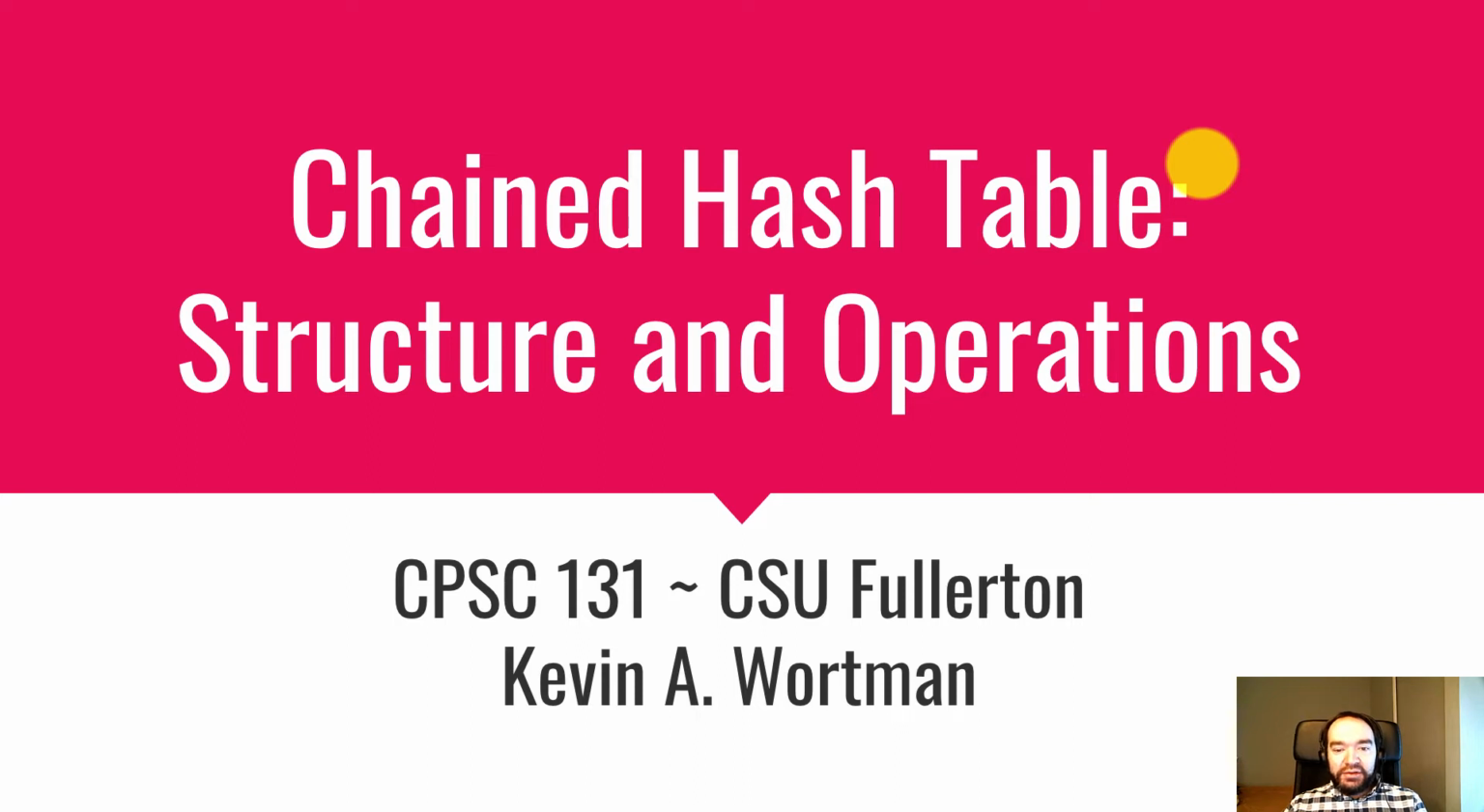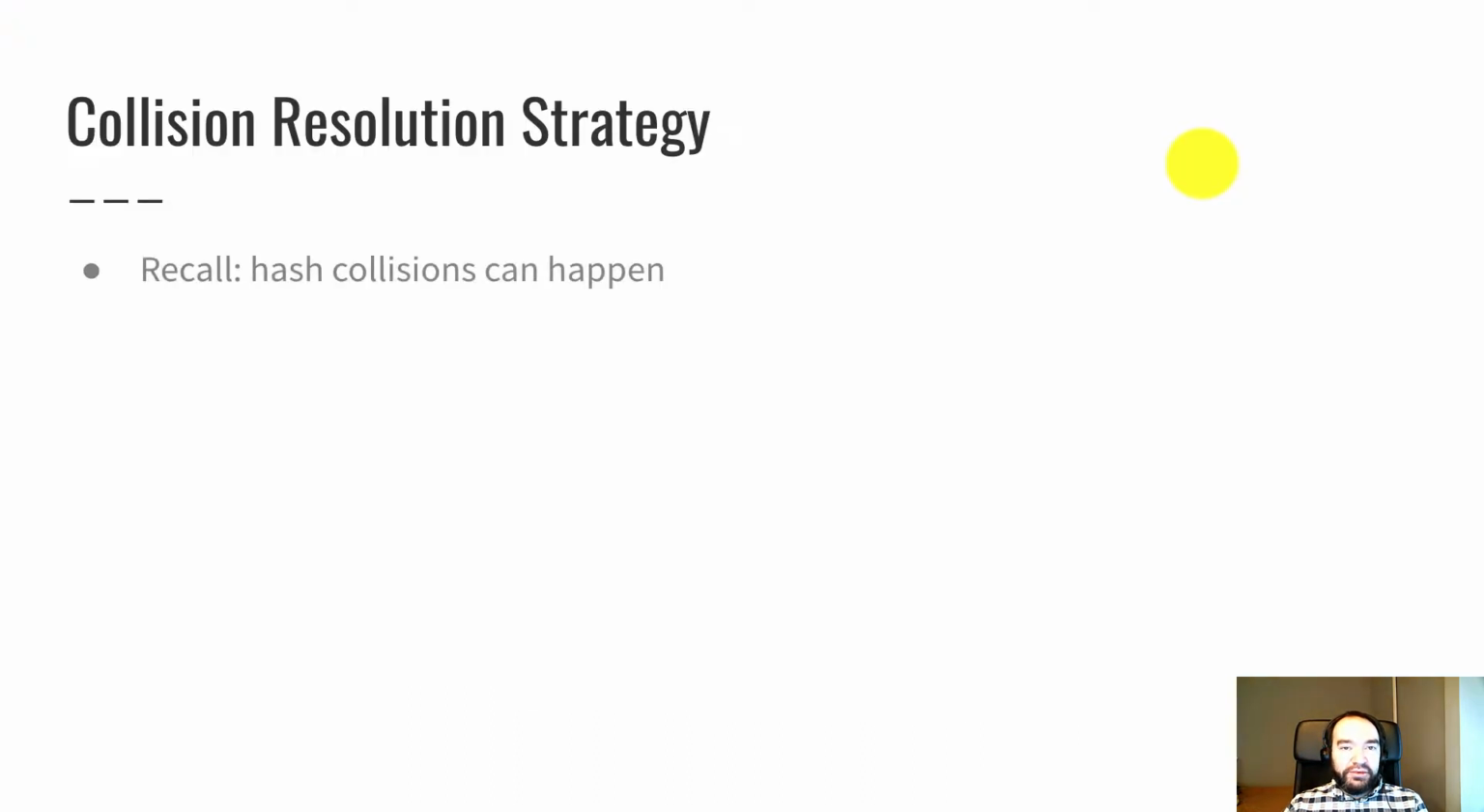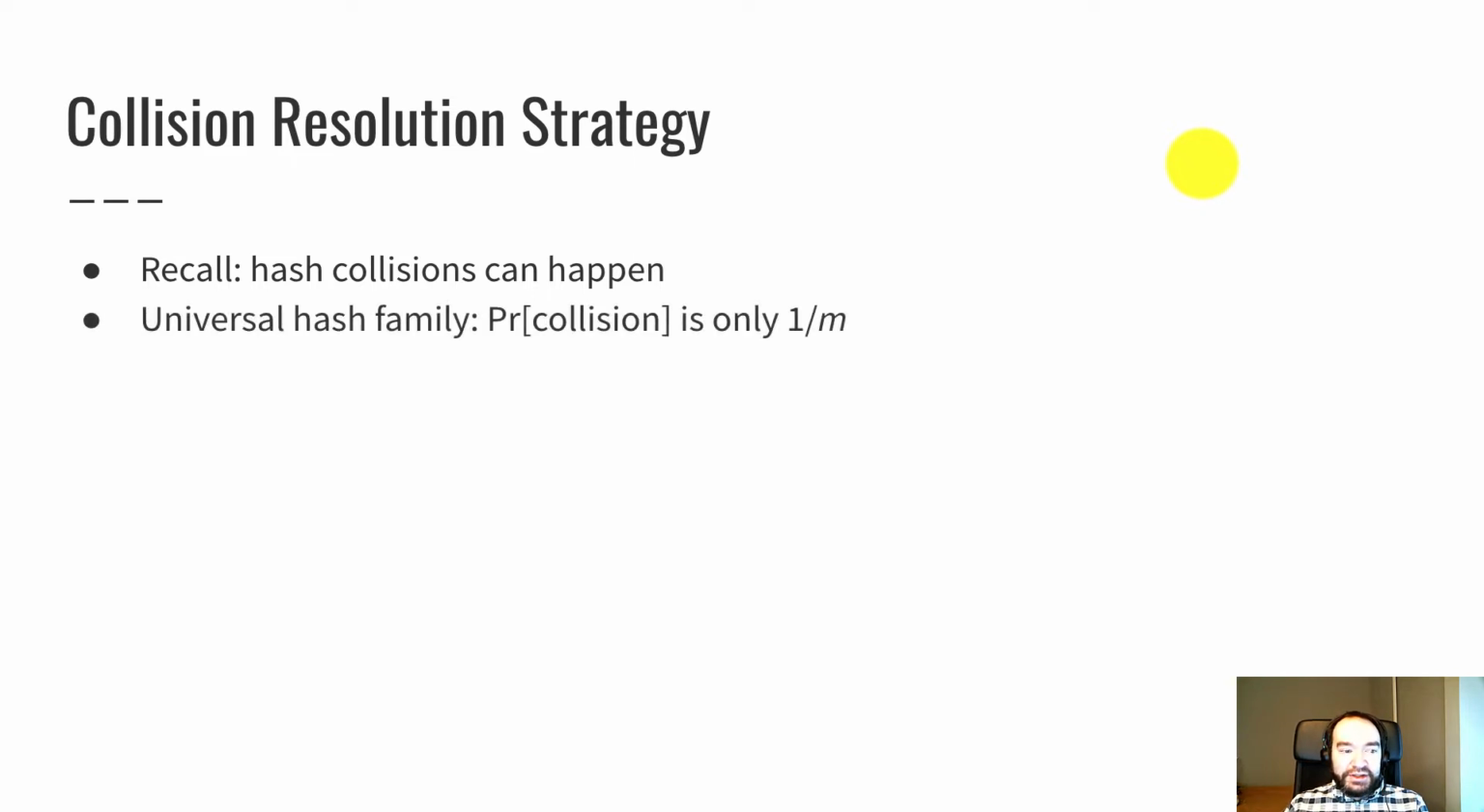Hi, this video covers the structure of the chained hash table and how its operations work. Before we can get into the concrete details of how a hash table data structure works, we have to define some kind of collision resolution strategy. Remember that hash collisions can happen. It's just a fact of life with hash functions.